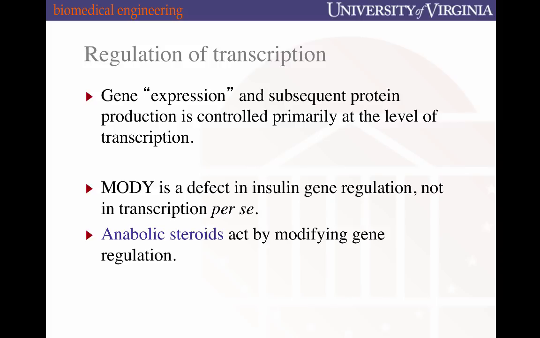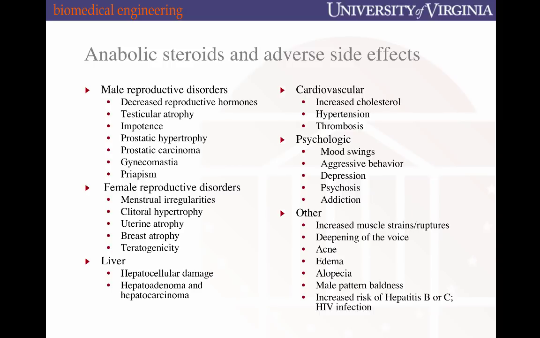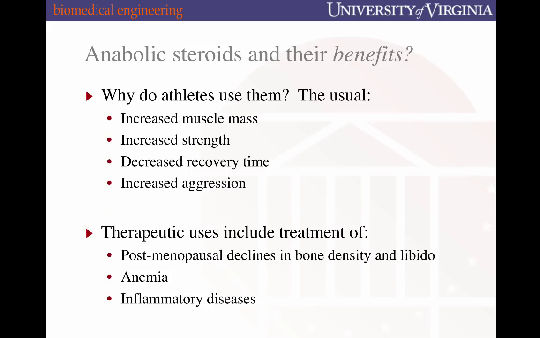So MODY and anabolic steroids both act via these insulin gene regulation pathways. And so anabolic steroids, there are many, many adverse side effects to them, but why would people use them? So the main two ways people use them are doctors prescribe them as a therapeutic agent, and the more common way that I guess most of you probably have seen publicized are athletes use them. So athletes will use them because you can get increased muscle mass and increased strength as a result, and decreased recovery time with your workouts. And the therapeutic uses by doctors can treat some different diseases that you can see here.